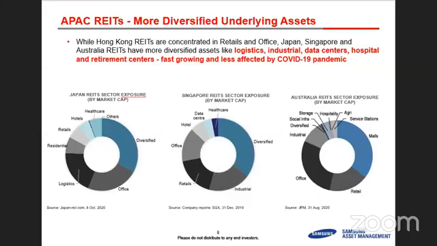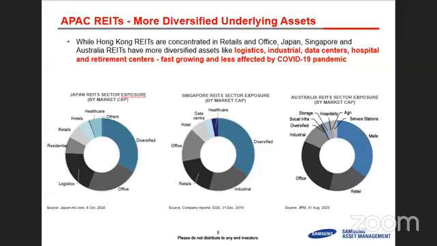So these REIT segments are currently still relatively niche. They still represent a relatively small portion of the overall market caps for the REIT sector, but they are actually fast-growing segments of the market. And these segments tend to be less cyclical, and they are less affected by the COVID-19 pandemic. Actually, some of the sectors benefit from the pandemic.